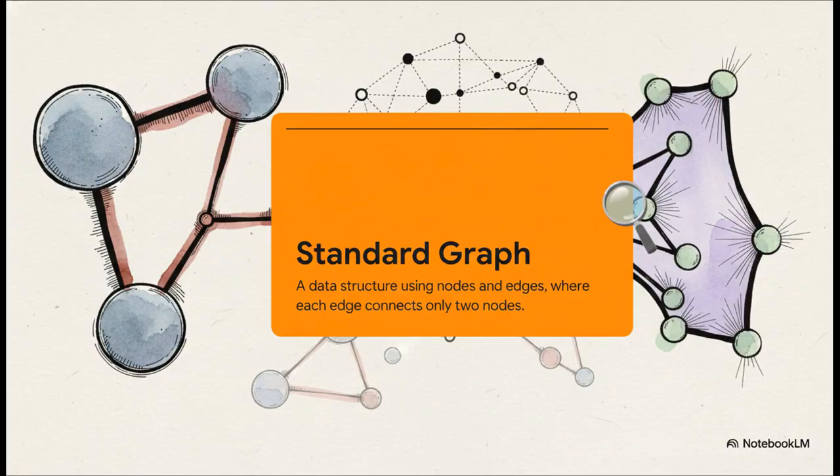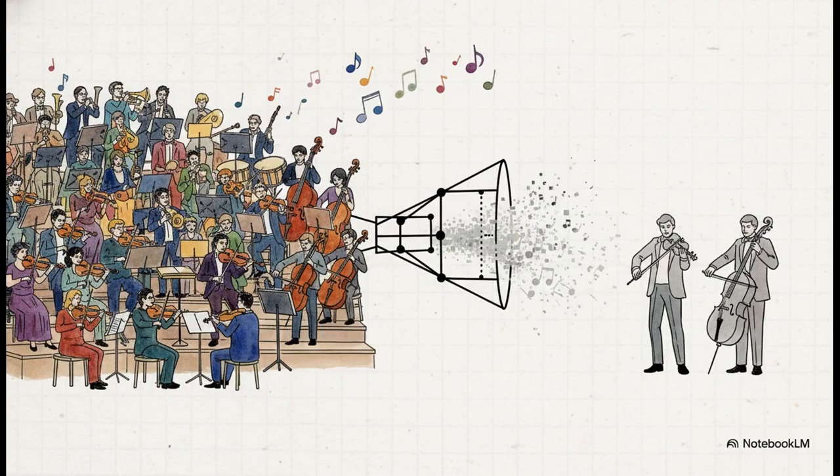So here's the thing you have to remember about a standard graph. It's made of 2 things: nodes, which are the entities, the things, and edges, the lines that connect them. But, and this is the crucial part, every single edge can only connect 2 nodes. That's it. It's a world built completely on pairs, on one-to-one relationships. And right there, that's the problem.